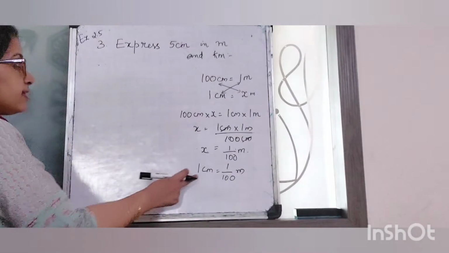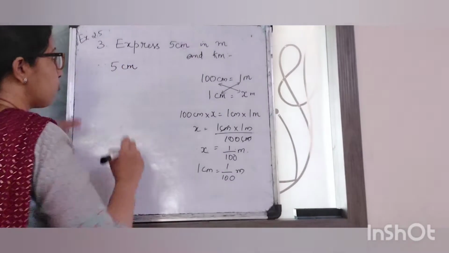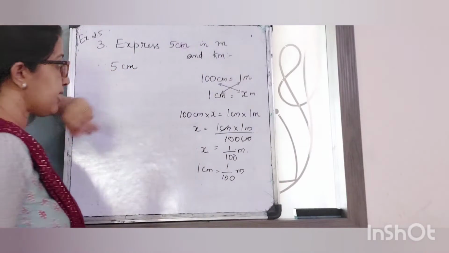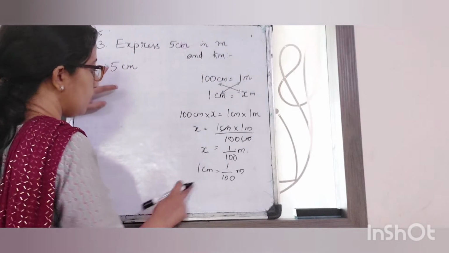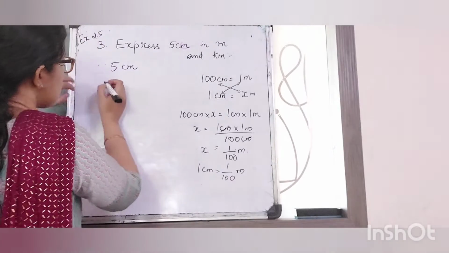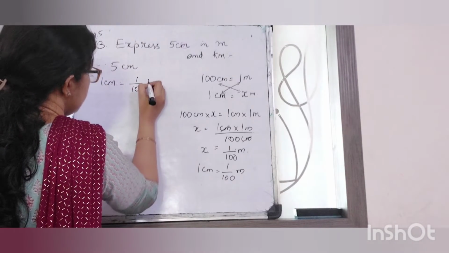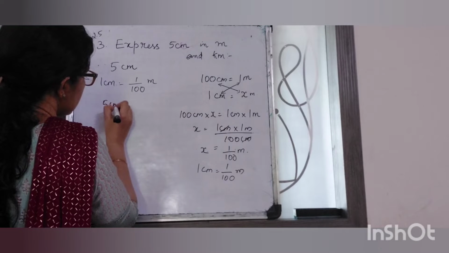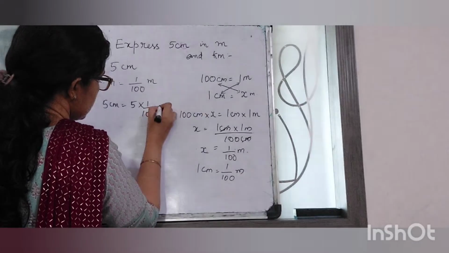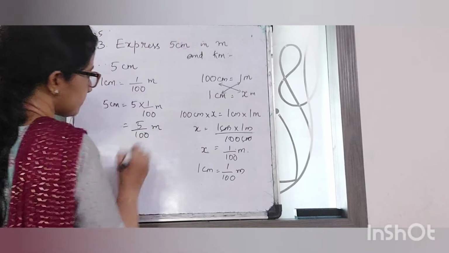Correct? Now apply this in this problem. So we have got 5 centimeter and we have to express this 5 centimeter in the form of meter. Okay, that is the first part of the question. So we know that 1 centimeter is equal to 1 by 100 meter. So how much is 5 centimeter? So 1 centimeter is equal to 1 by 100 meter. So 5 centimeter is equal to 5 into 1 by 100 meter is equal to 5 by 100 meter.